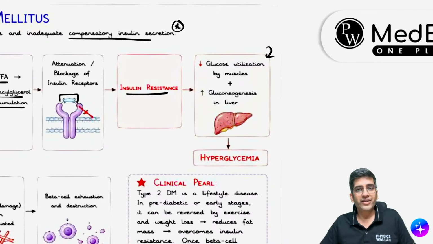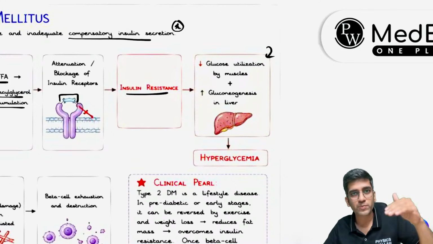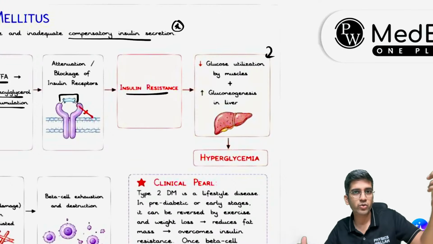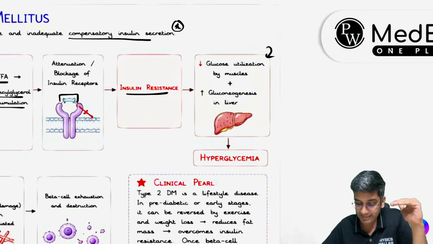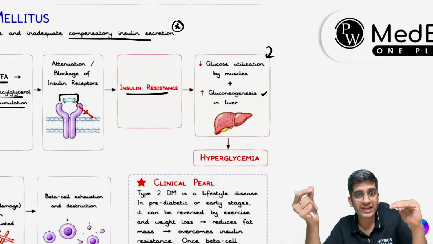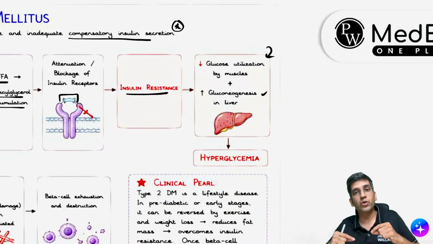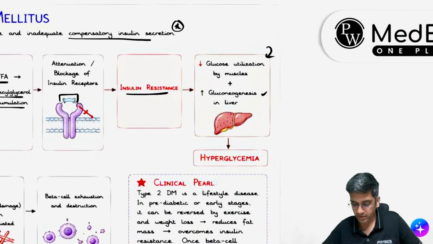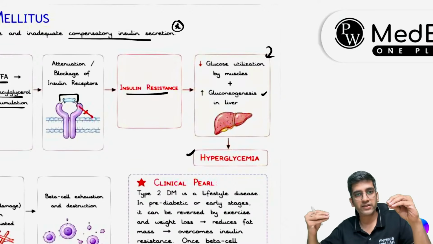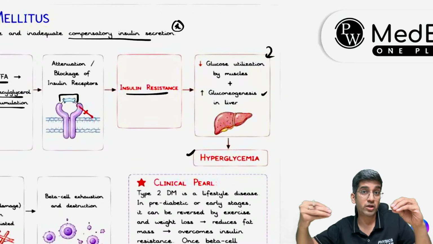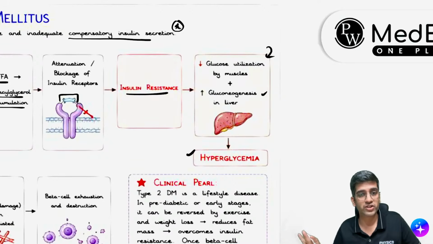Since insulin is not working, there is reduced utilization of glucose by the muscles, because insulin is required for the muscles to utilize glucose. I will not be able to use the glucose. At the same time, when my muscle is failing to use glucose, my liver is increasing the gluconeogenesis, right? These two combined result in hyperglycemia. Peripheral insulin resistance plus the liver trying to compensate and producing more glucose, gluconeogenesis, which causes hyperglycemia.